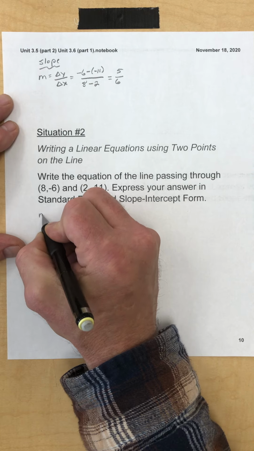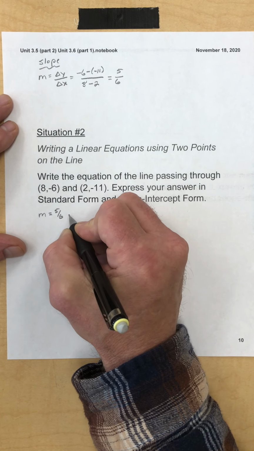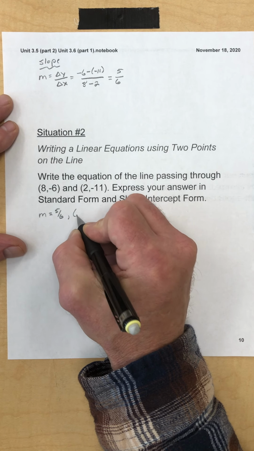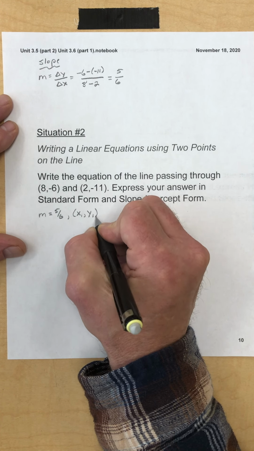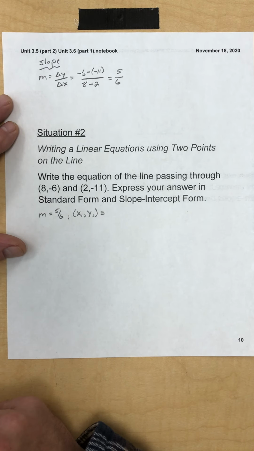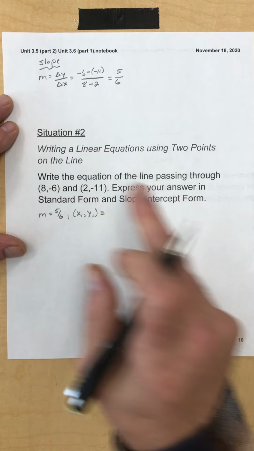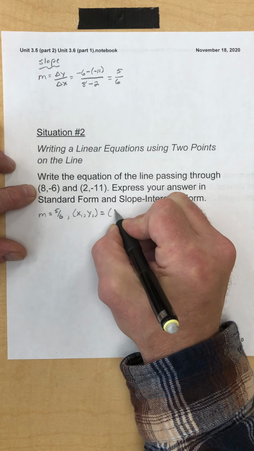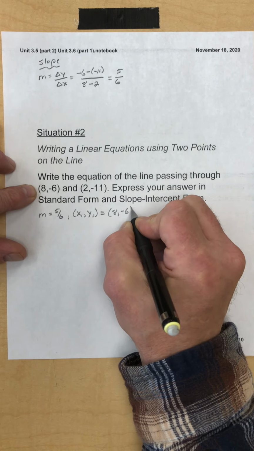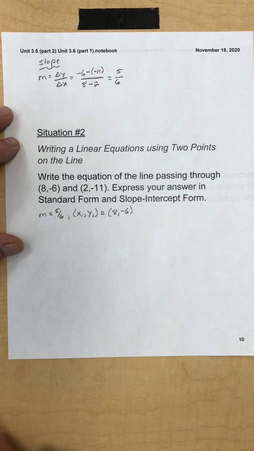So I come down here, and I know I'm going to use a slope of 5/6. I have to make a decision: which point do I want to use? Remember, it doesn't matter which point you use, it'll give you the exact same equation. So you just choose one. I'm going to choose this first one, I'm going to use 8, -6. If you want to use the other one, go ahead. It'll give you the exact same answer.